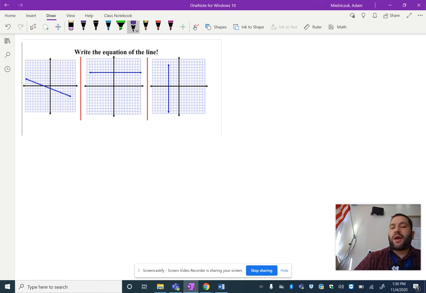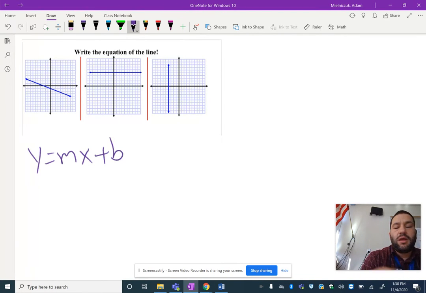All right, so let's look at this backwards. In the last video, I gave you an equation in y equals mx plus b form, and we graphed it. Now we have the graph, and we have to write it in y equals mx plus b form. So the rules do not change. You still want to find your b value first.